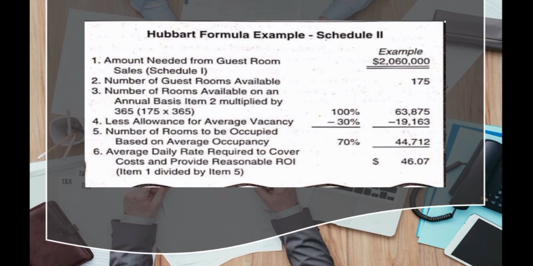Schedule 2 yields a required average rate of $46.07 based on an occupancy of 70%. When comparing the Hubbard formula to room cost calculation, the results are close but not the same. With the same data, the Hubbard calculation will yield a higher room rate than the room cost analysis. There are two reasons for this.